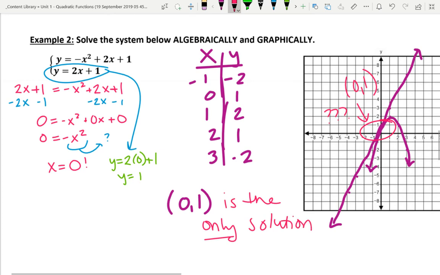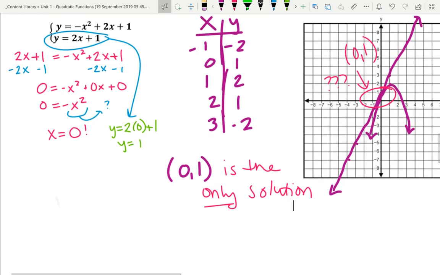So if you didn't quite get this one right or you got stuck somewhere, I encourage you to look back at your work. Was your parabola plotted correctly in the first place? Or did you have any issues with the algebraic method there? I'm going to do one more example here with you, just so that you have something to look at.